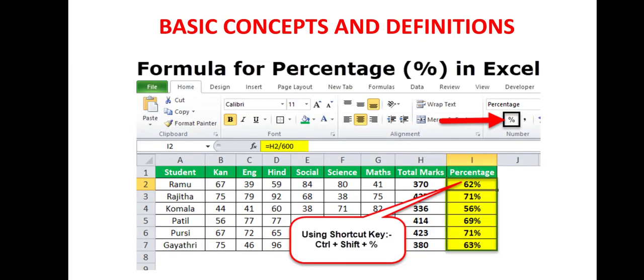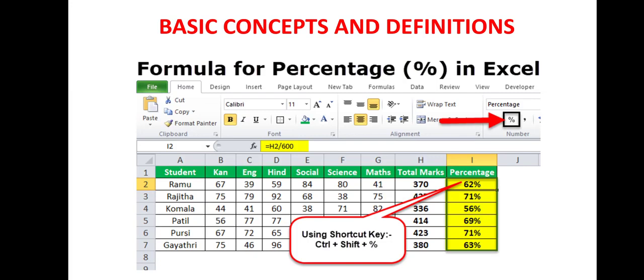Now in this slide, the formula for percentage is given. As you can see, the student name list is given, the subject teacher of different subjects. That is, here 6 subject teachers have given the marks, and it is coming to your class teacher. Your class teacher computes the total mark, and then the average mark is calculated, and even the percentage is also calculated. Now that yellow marking clearly shows f of x is equal to h2 divided by 600.